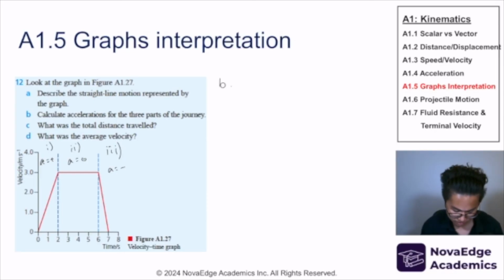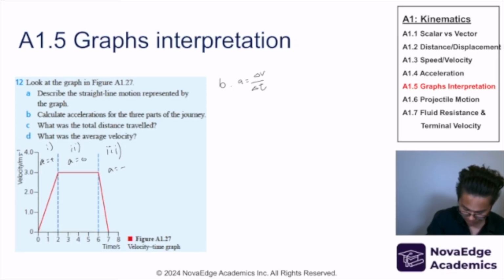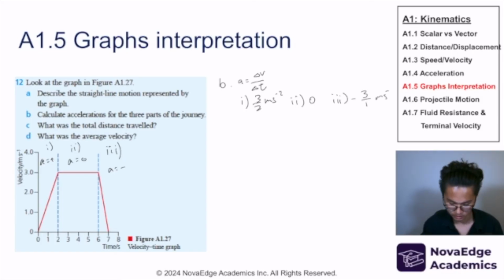Part B, calculate the accelerations. Acceleration is delta v over delta t. It's the slope. So in part 1 I have 3 over 2. Part 2, I have 0. In part 3, I have negative 3 over 1 meters per second squared, okay?